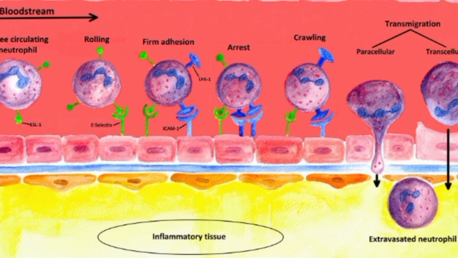After this arrest, the granulocyte crawls to the endothelial passageways. This crawling is due to the firm binding of MAC1 to ICAM1. This leads to the migration of the granulocyte perpendicular to the endothelium, and it reaches the site of need.